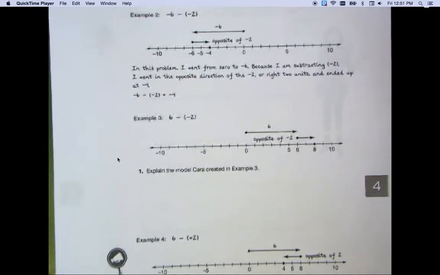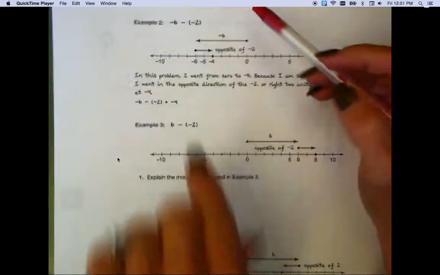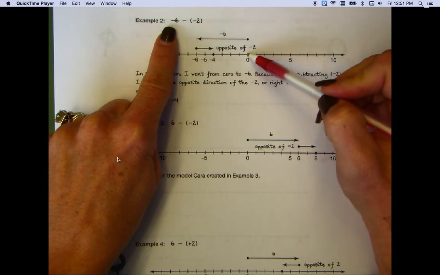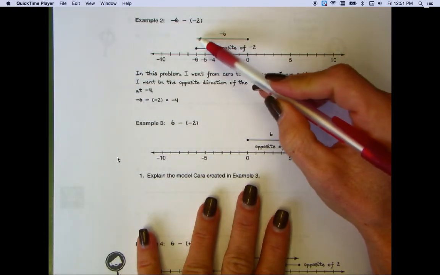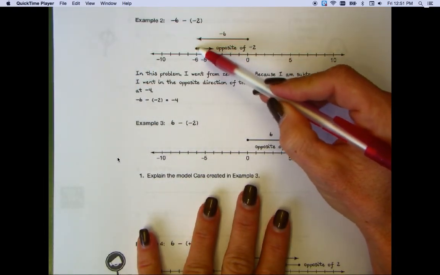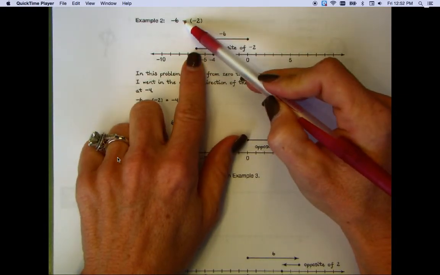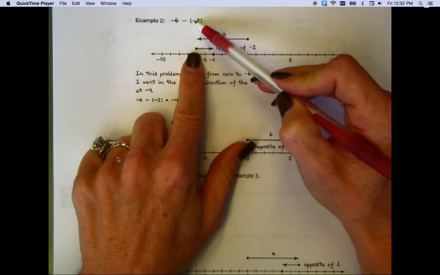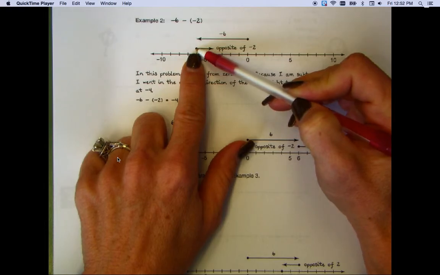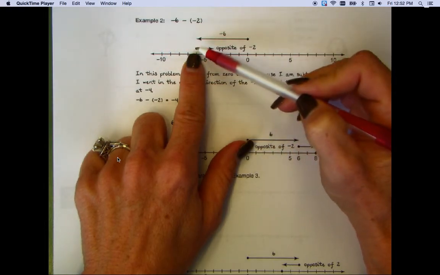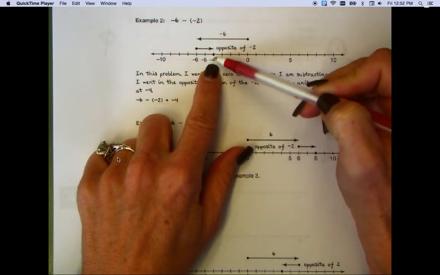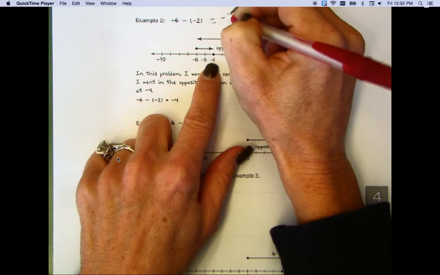Let's look at a couple more. Here, I'm starting at -6, so I start at 0, we go to -6. So now from here, I'm moving the opposite direction of 2 negatives. Normally when I'm adding 2 negatives, I'd move this way. I go the opposite, and I end at -4.